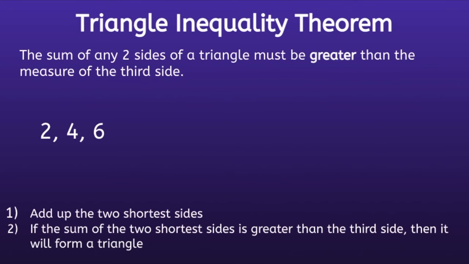Example 2. 2, 4, and 6. Step 1. Add up the two shortest sides. So the two shortest sides will be 2 and 4. And 2 plus 4 is equal to 6. Now we want to see if that sum is greater than the third side. The third side is 6, and the sum was also 6. So 6 is not greater than 6. So this will not form a triangle.